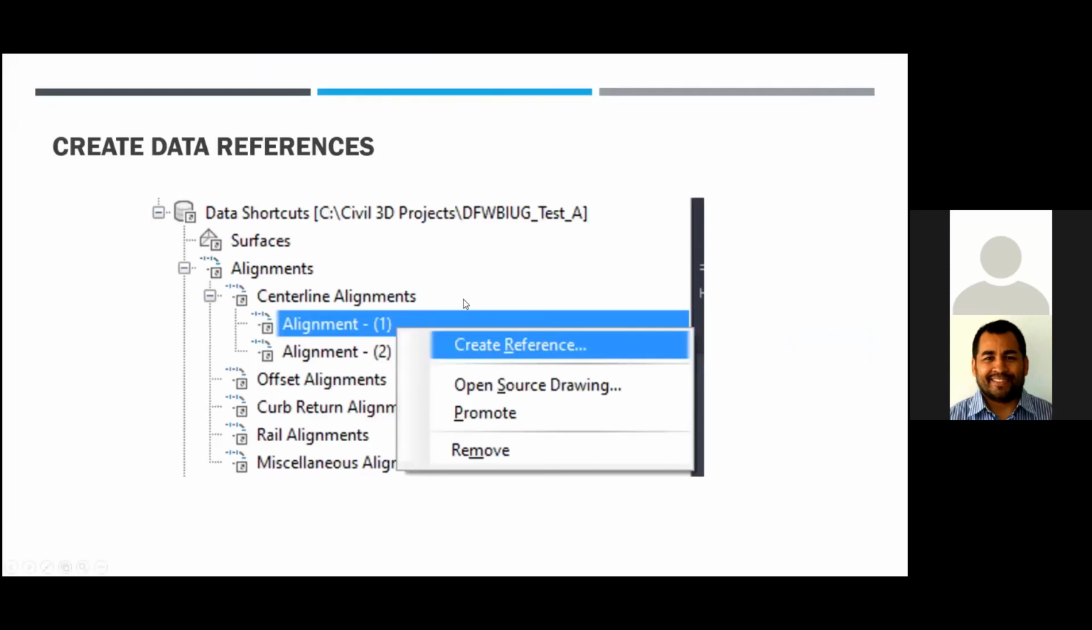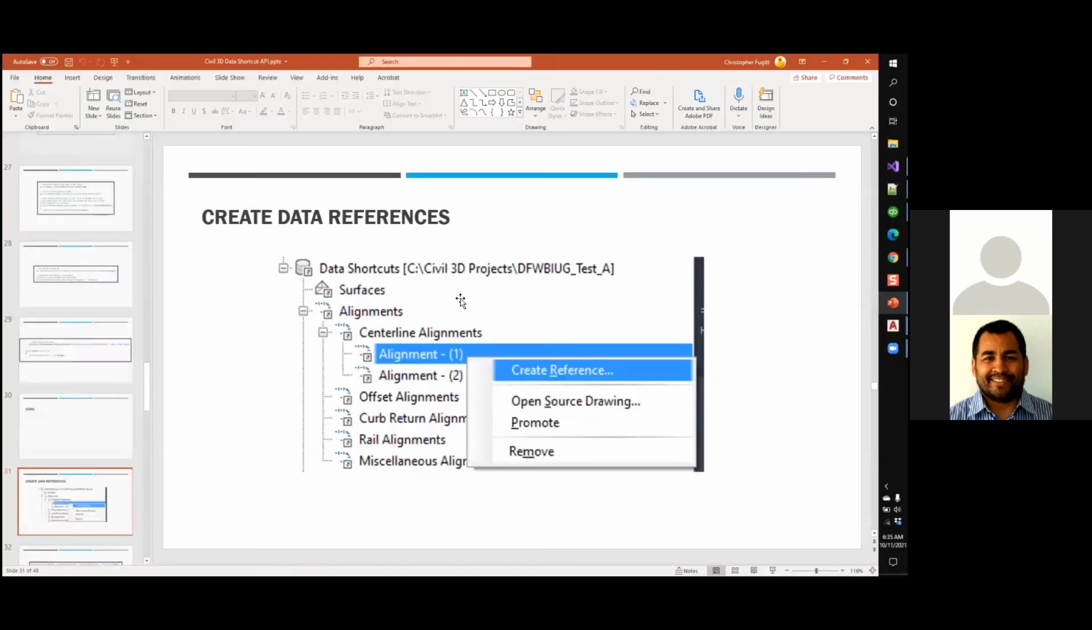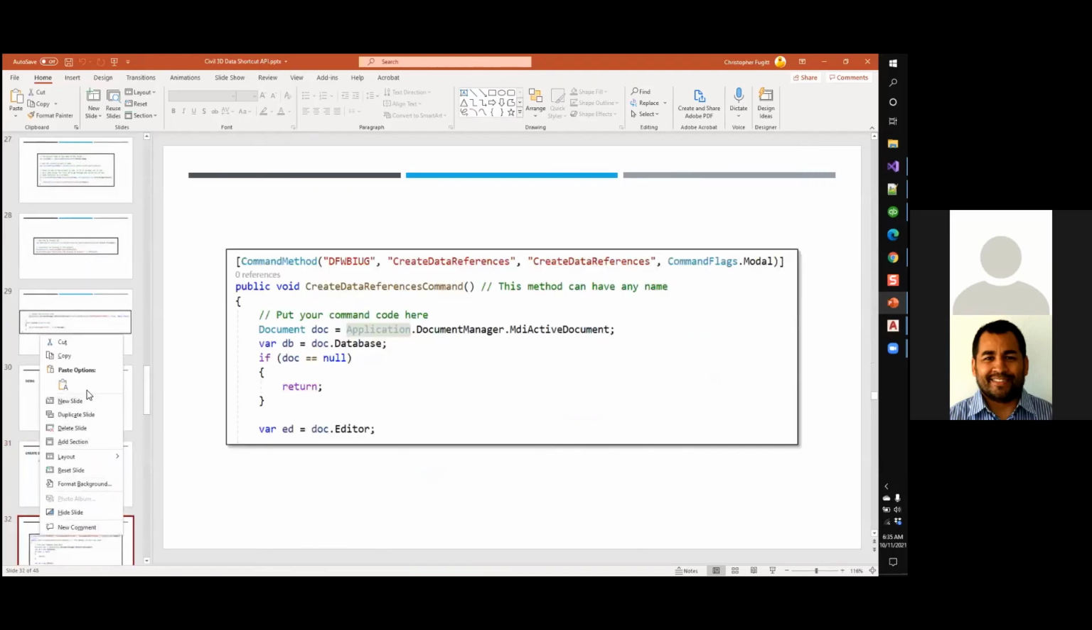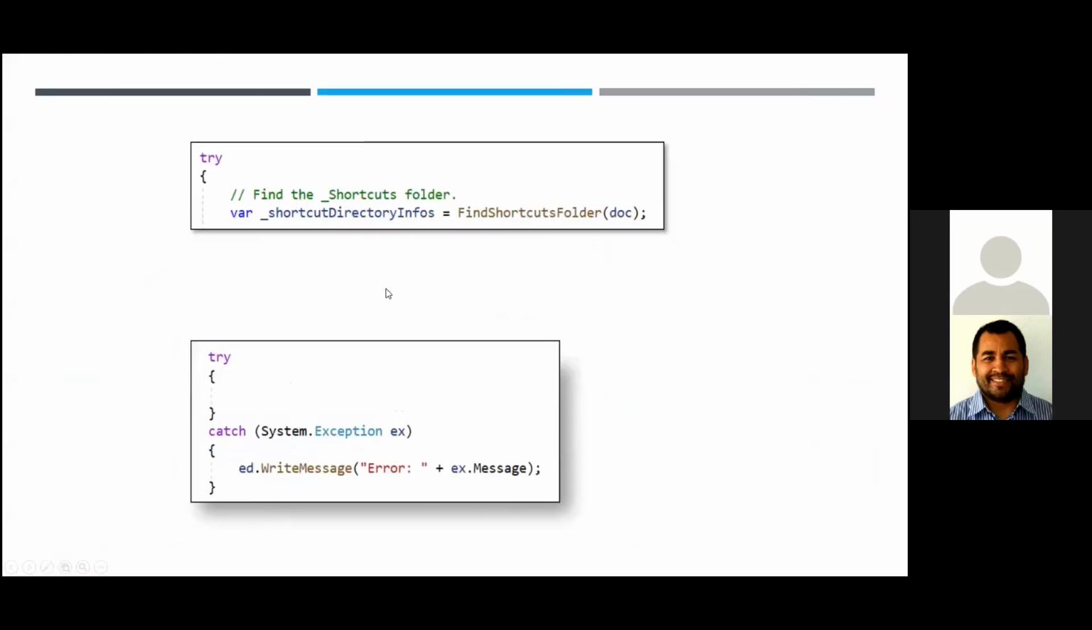So in the code, I then want to create data references. I want to automate the process of right-clicking and creating a reference and bringing stuff all into the drawing. So then I can look at the code for that.